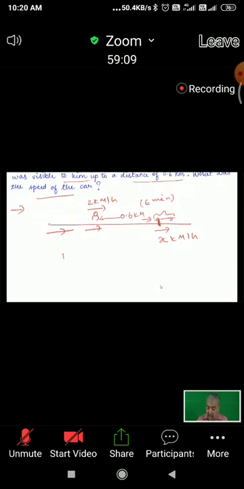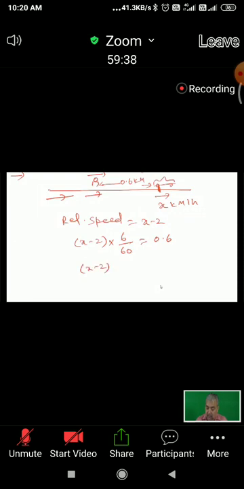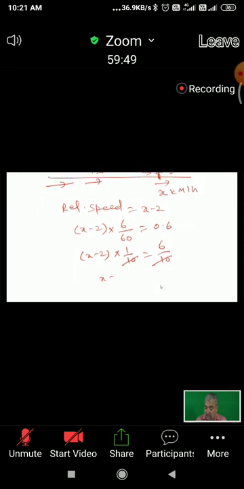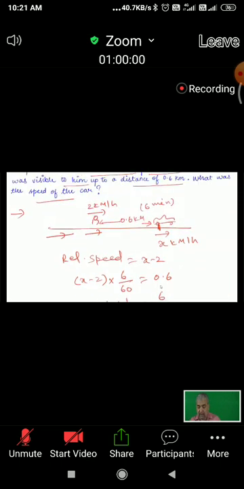Both are moving in the same direction, so relative speed is the difference of x and 2, x minus 2. Now with relative speed the car has covered 0.6 kilometer in 6 minutes. So relative speed into time, 6 by 60 hour, because we have to convert minutes into hours here, equal to distance, that is 0.6 kilometer. That we have to solve. This is x minus 2 into 1 by 10 equals 6 by 10. 10 and 10 cancel. So x minus 2 equal to 6 implies x equal to 8 kilometer per hour. So that is the actual speed of the car. You can see from here.